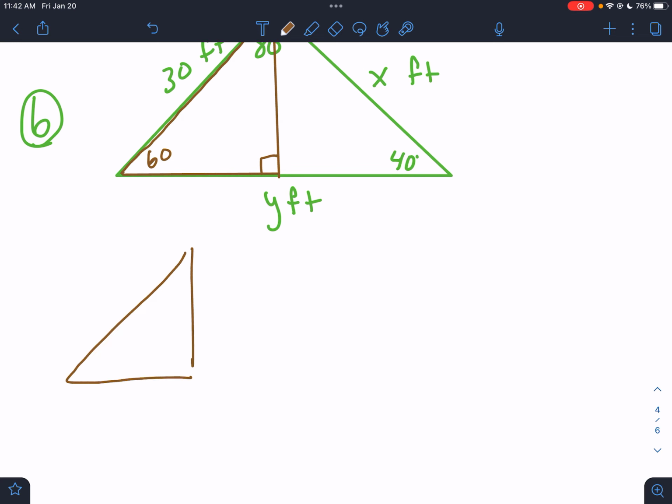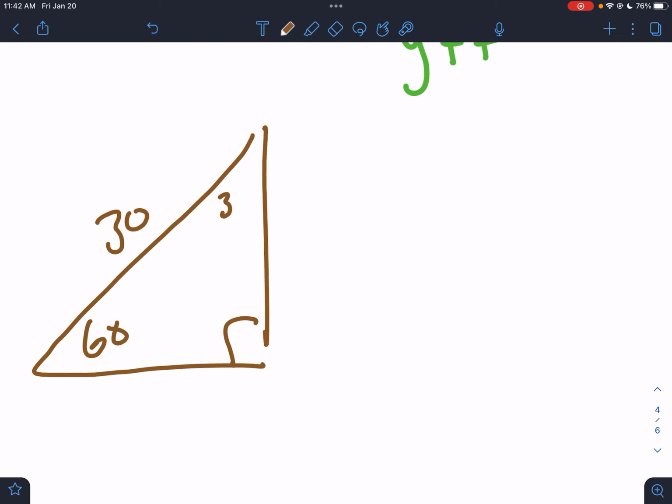So I'm working on a triangle. It has a 60, a 90, a 30-foot side. But this would be a 30-degree angle. 30, 60, 90 rules. I don't need sine, cosine, or tangent. This would be 15 and 15 root 3.